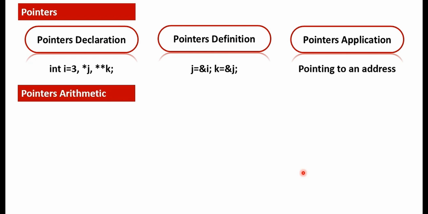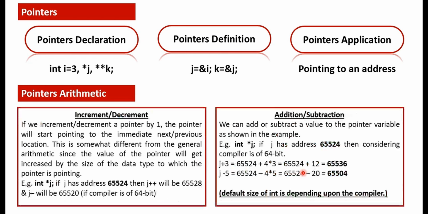Pointer arithmetic. Pointer variables can be incremented or decremented, added or subtracted by a fixed number. But there is a slight difference in the operation of pointer arithmetic, okay. Like if we increment or decrement a pointer by 1, the pointer will start pointing to the immediate next or previous location, okay. This is somewhat different from general arithmetic, since the value of the pointer will get increased by the size of the data type to which the pointer is pointing, okay.